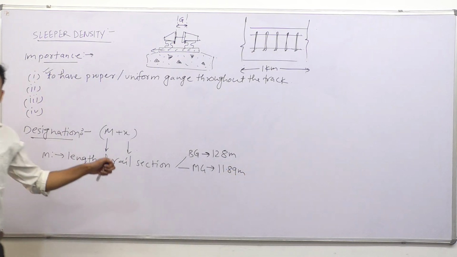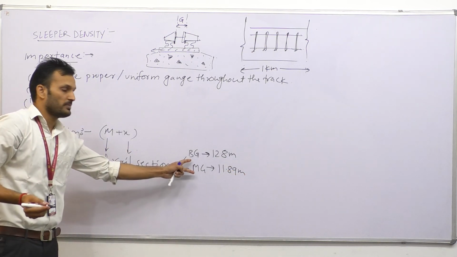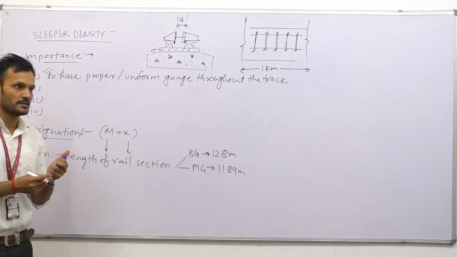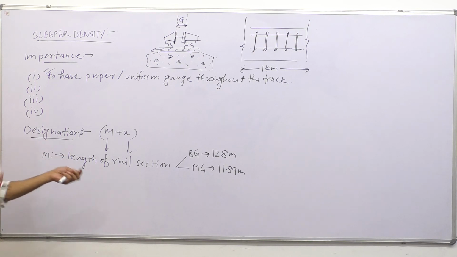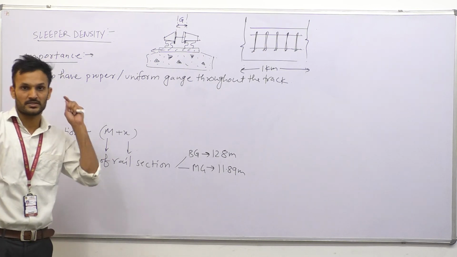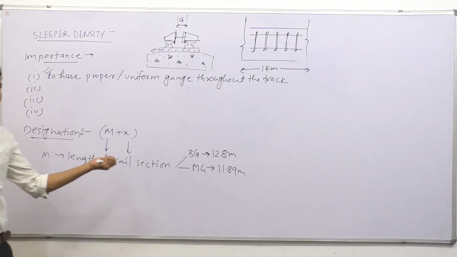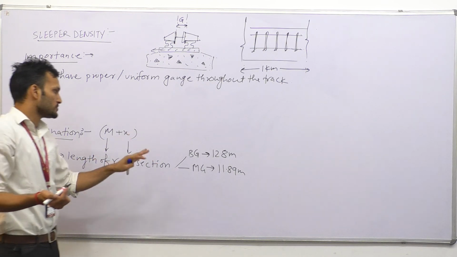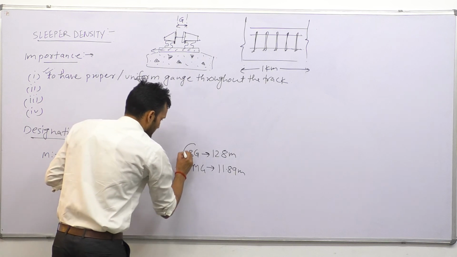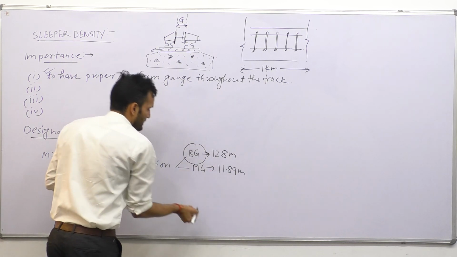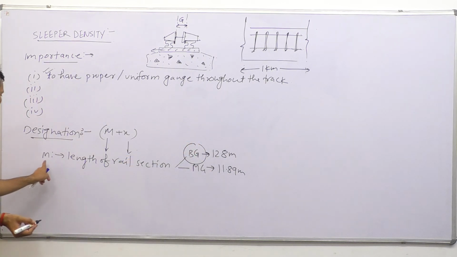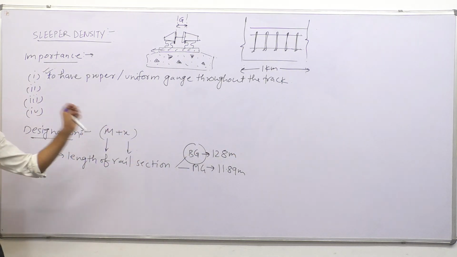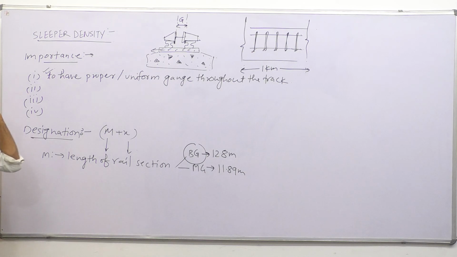In our country the two types of gauges are of prime importance, and these cover almost all the railway tracks inside India, except some high elevation areas like Himachal Pradesh or Jammu and Kashmir, where the narrow gauge is used, whose value is around 9. Most of what we need to make clear is about broad gauge, then secondly meter gauge. So M is the length of the rail section: 12.8 meters for broad gauge and 11.89 meters for meter gauge.